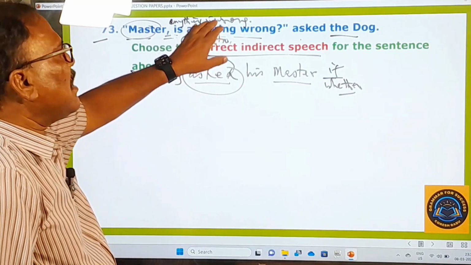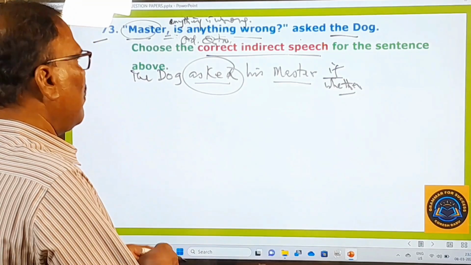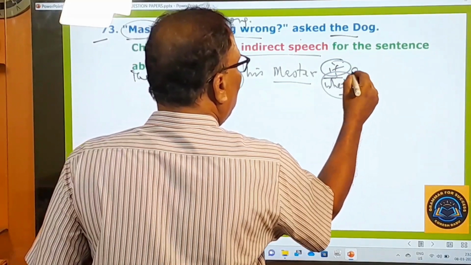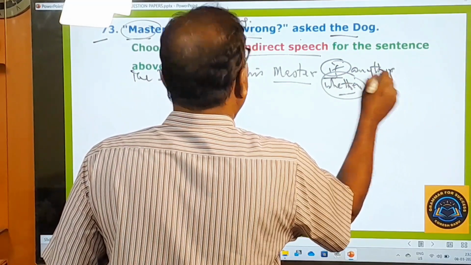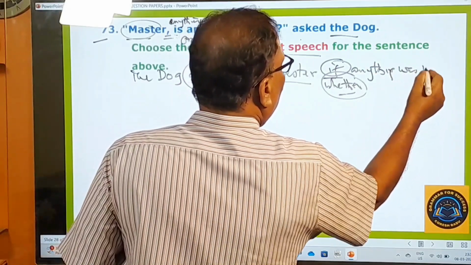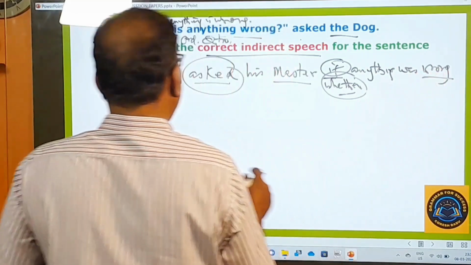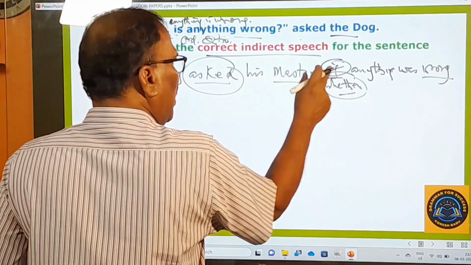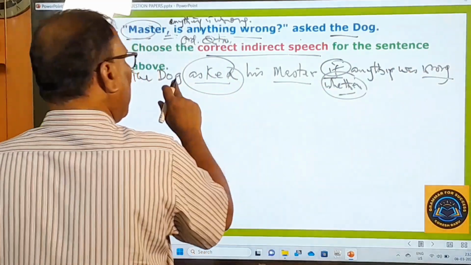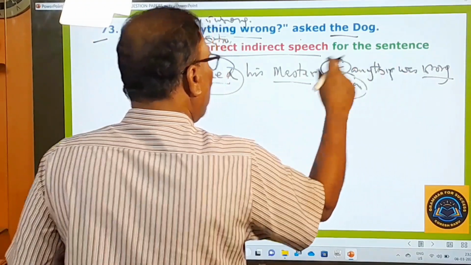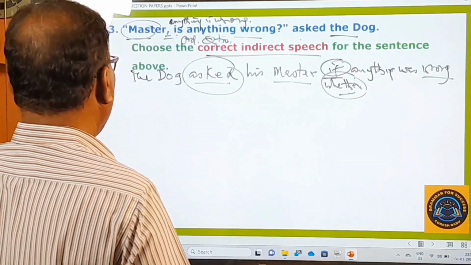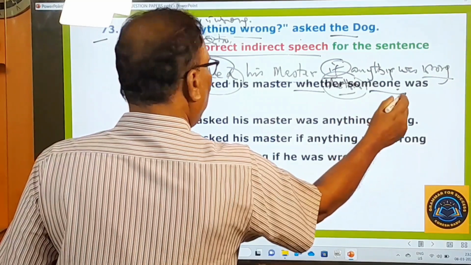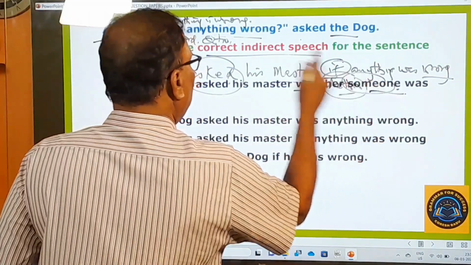So when that is the right sentence, you can easily change it into indirect speech. The connecting word is if or whether, and then say anything. Is should be turned into was, wrong should be wrong only, no change. So the indirect speech of this sentence is: the dog asked his master if anything was wrong. Or, the dog asked his master whether anything was wrong. Now let us look at the options given. The dog asked his master whether someone was wrong. No, someone is not there in the sentence. That's why this is wrong.